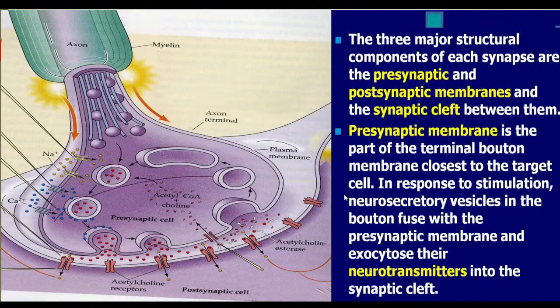Well, three major structural components exist in each synapse. This is the presynaptic membrane. Look at this one, we have seen very well visible the synaptic bulb. Also, the postsynaptic membrane with special receptors, integral proteins. Also, we have seen the synaptic cleft. The presynaptic membrane is the part of the terminal bouton membrane closest to the target cells. In response to stimulation, the secretory vesicles in the bouton fuse with the presynaptic membrane and release their neurotransmitters into the synaptic cleft.